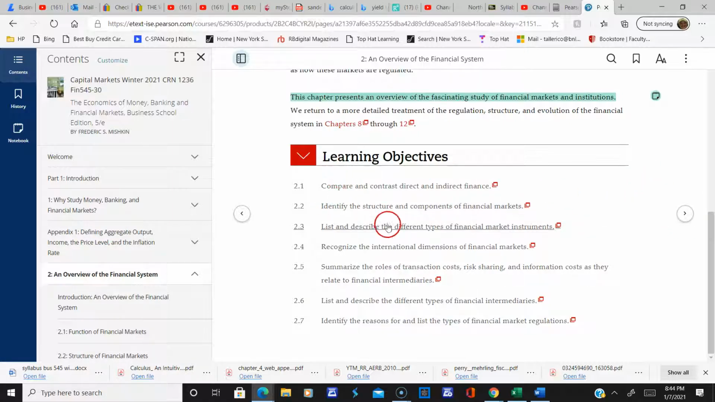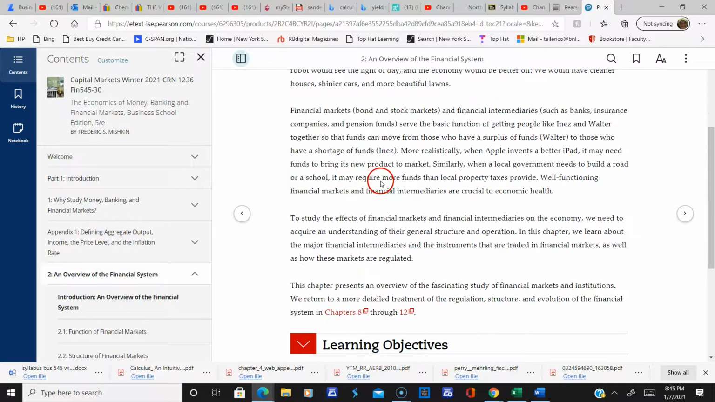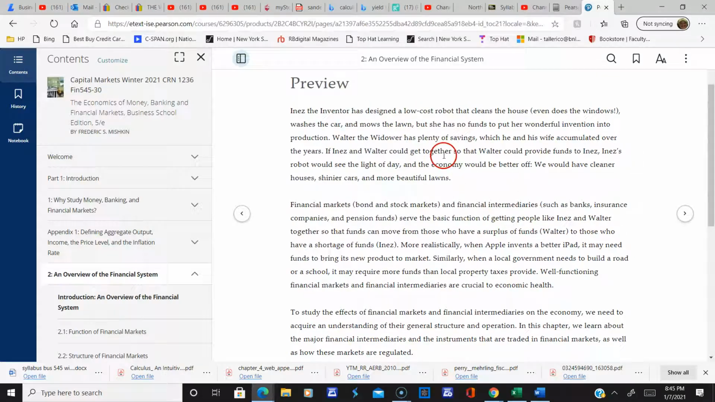And these are the learning objectives that are going to appear in this chapter. All right, so just as an introduction, you may want to read this preview here.